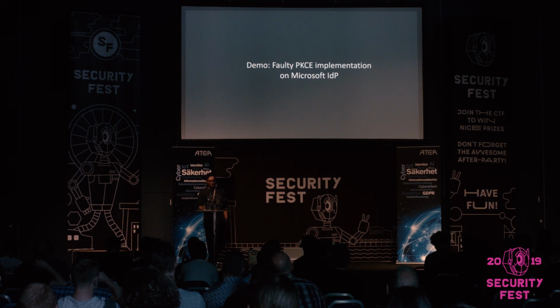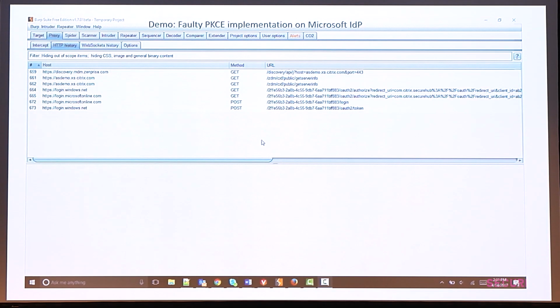So this is a small and sweet demo of faulty PKCE implementation on Microsoft IDP. And here it goes. So if you notice here, I have these last three requests, one of them is going to the authorized endpoint, the other one is going to the login endpoint, and the third one is going to the token endpoint. So the request that goes to the authorized endpoint has the redirect URI.